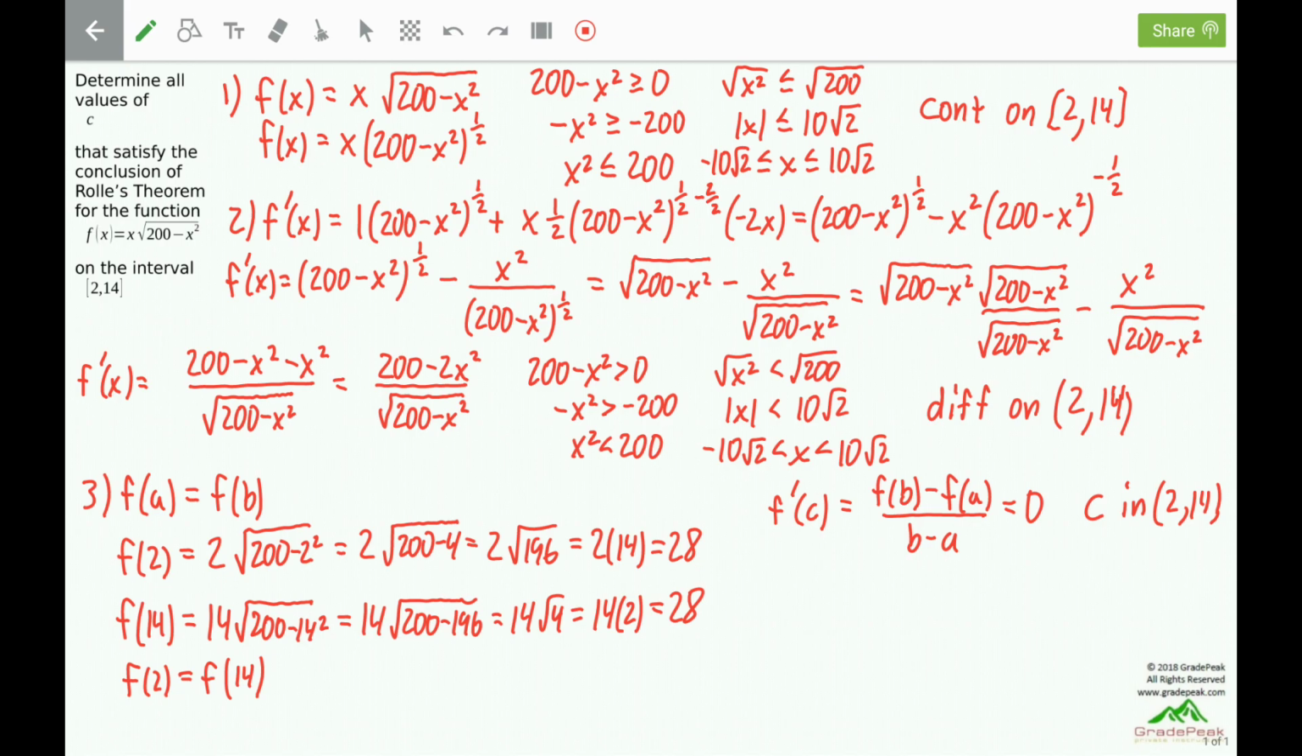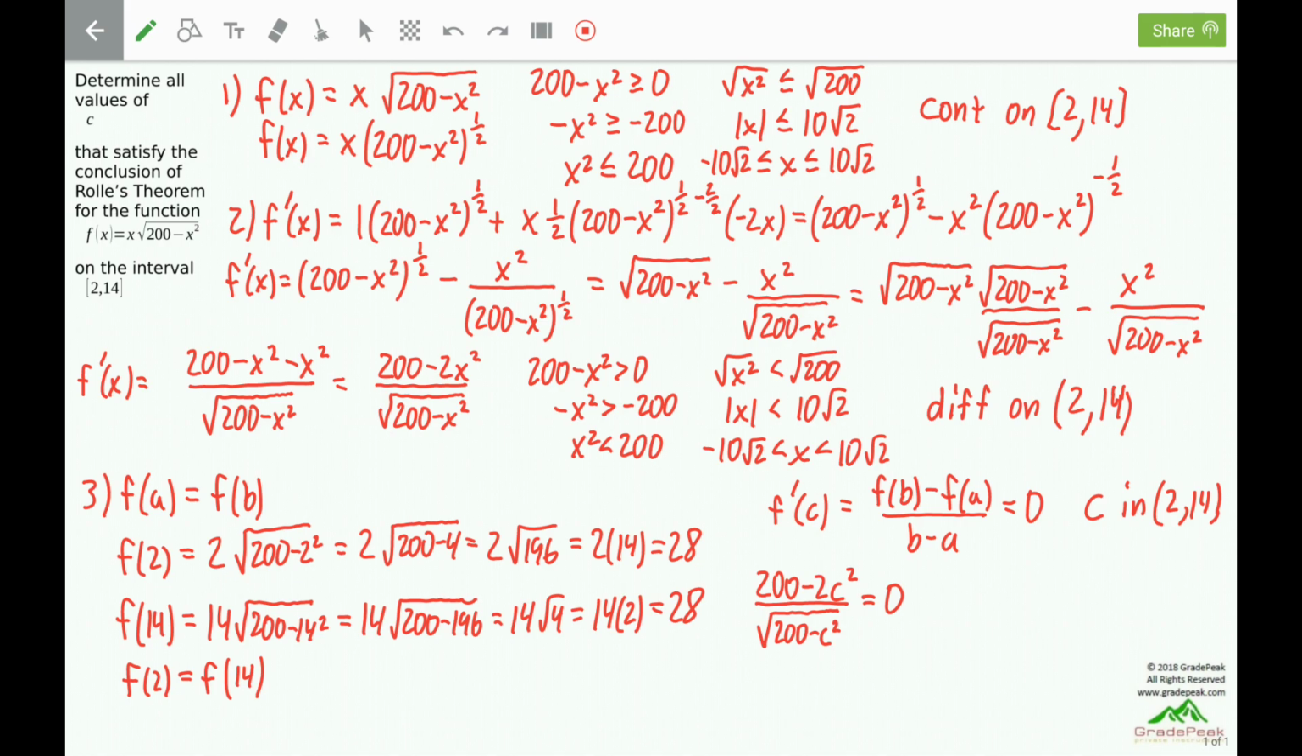Now we're guaranteed there will be at least one c, perhaps more, in that interval. We're going to find the one c or maybe multiple c's where the slope of the tangent line is 0. Now the left side of the equation, f prime of c, is evaluated by plugging c into the derivative. We can use any version of the derivative that we found up above, but we will use the simplified version here. So 200 minus 2c squared divided by the square root of 200 minus c squared equals 0.